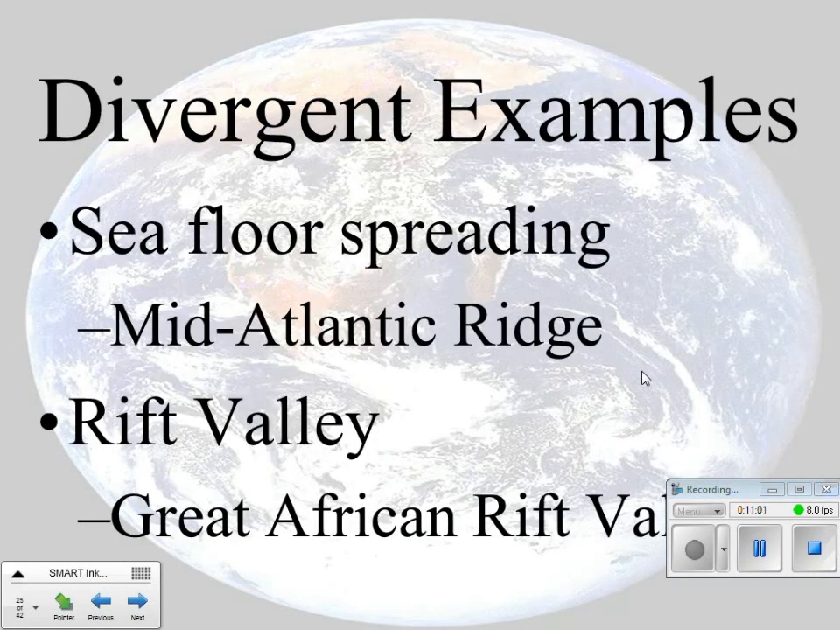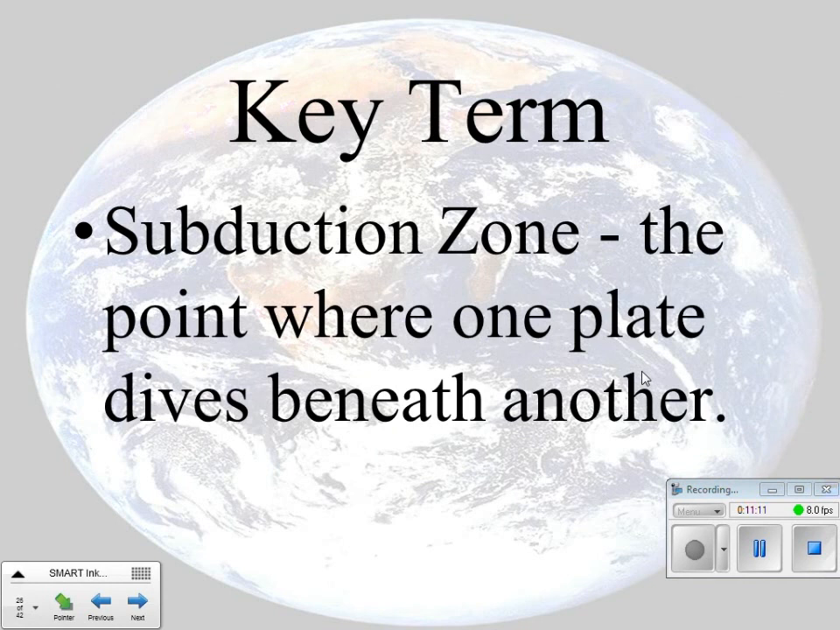And then some examples, seafloor spreading. We talked about the Mid-Atlantic Ridge, and a rift valley is what happens on land. That's the Great African Rift Valley, which we just saw in the diagram a minute ago. And then a key term that goes along with all of this that you definitely have to know is a subduction zone. It means where one plate moves underneath of another one.